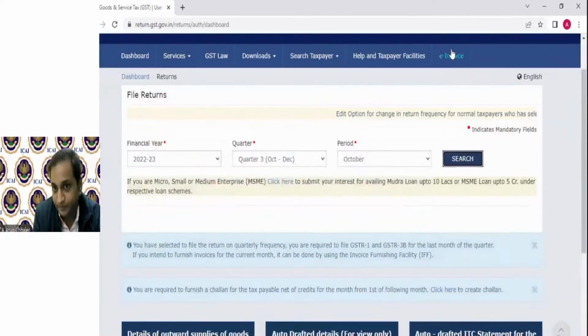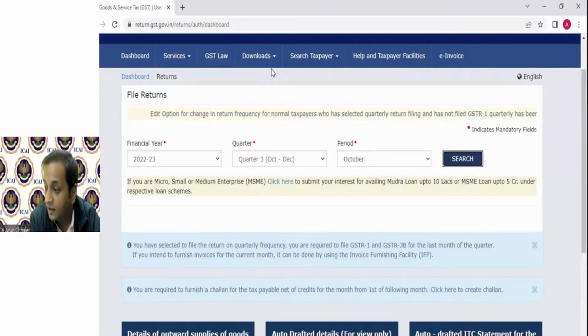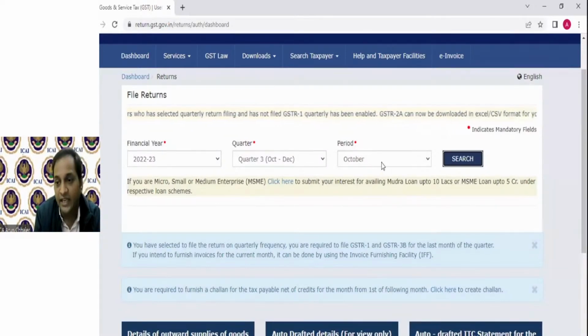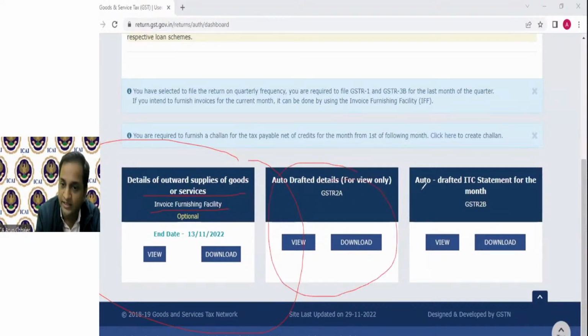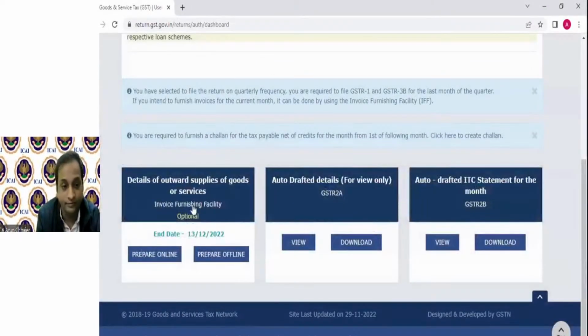See, this particular SSE is registered under QRMP. Now, let's say I have selected first month. Click on the search button. What is coming? Details of the outward supply and what is written? IFF. And this is GSTR2A and this is GSTR2B. Let's select November. It will have the same thing.